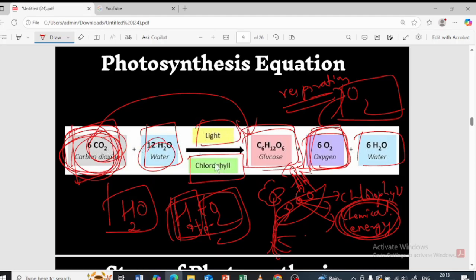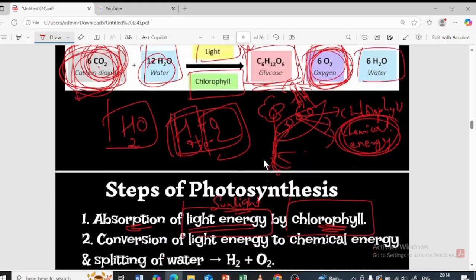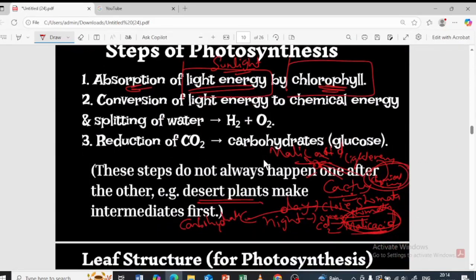The sunlight will fall on the chlorophyll pigment, which is responsible for the green color in the plant, and converts light energy into chemical energy, and it will break down the water into hydrogen and oxygen. So the oxygen is the product over here. This hydrogen with some of the electrons, using the energy, will reduce the carbon dioxide to glucose. Yes, this is the equation of photosynthesis, and these are the steps.